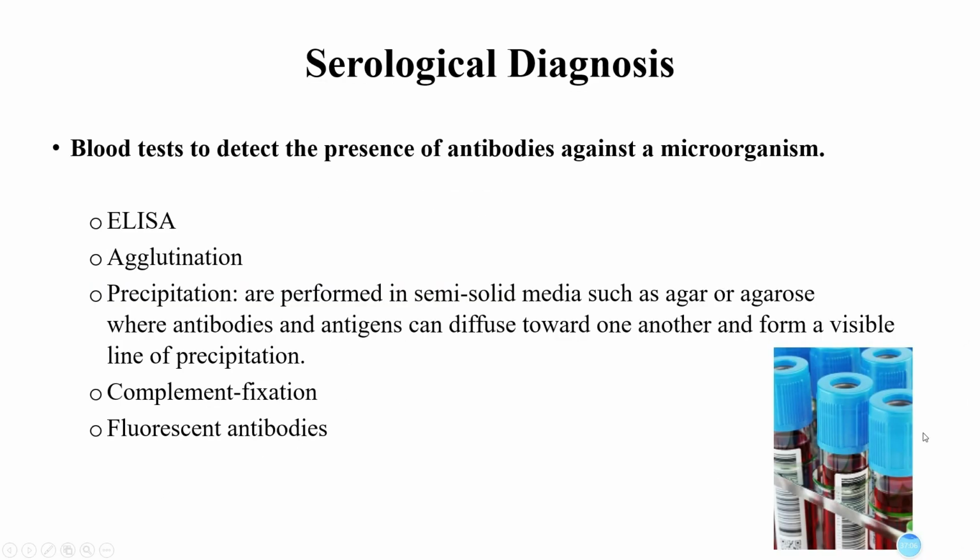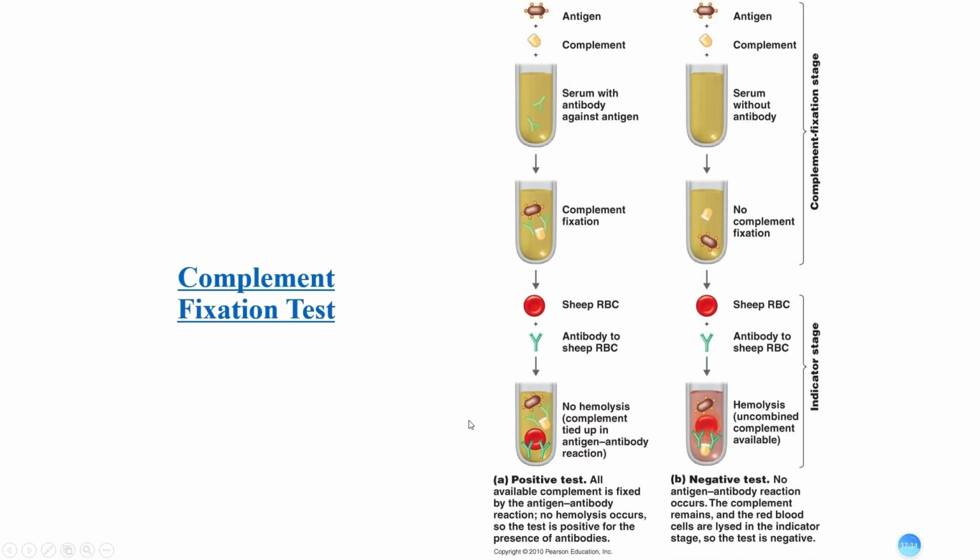Okay. And serological test, you detect the presence of certain antibody in your patient's serum. So there are several different ways to detect the presence of antibody. You can use ELISA, you can also run agglutination, precipitation, and complement fixation. Different methods, but I'd like to introduce the complement fixation method. I guess you haven't heard of this method before.